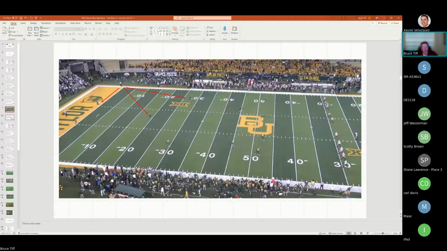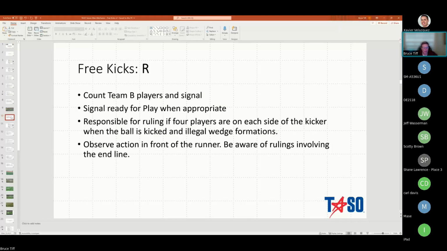Referee. So we're going to count Team B players and signal. As I mentioned earlier, when it's appropriate, we're going to signal the ready for play. And then you're responsible for ruling if 4 players are on each side of the kicker when the ball is kicked, as well as potentially illegal wedge formations. Yes, the U and the B and perhaps the F and the S could probably catch if there were 4 more players, but it'd have to be obvious, as they're not at the best angle to do that. And that's where the referee gets that straight on view and could probably rule on that as well, because he's got a little bit better straight on angle.